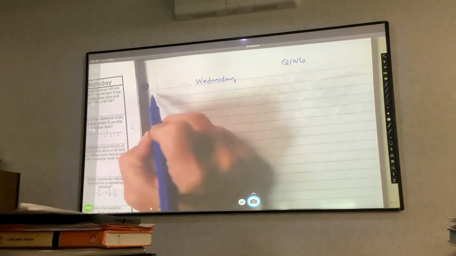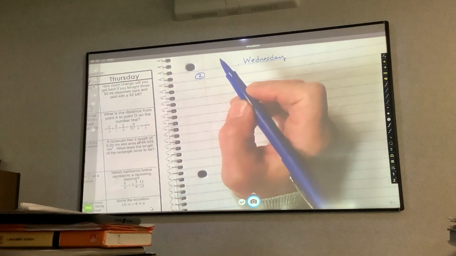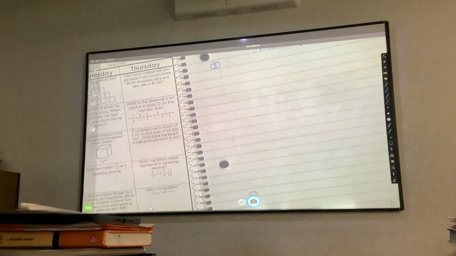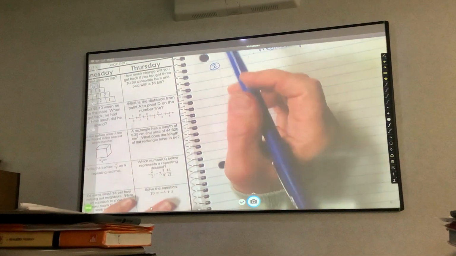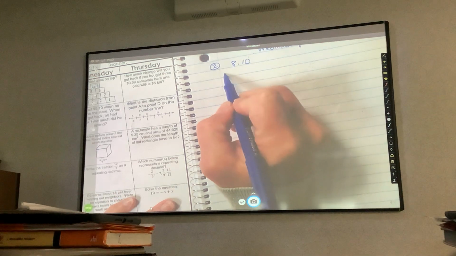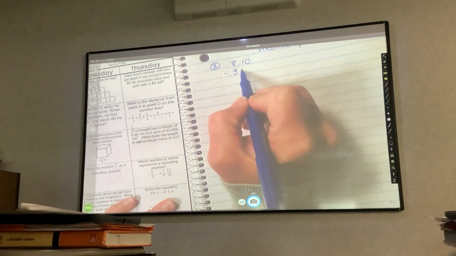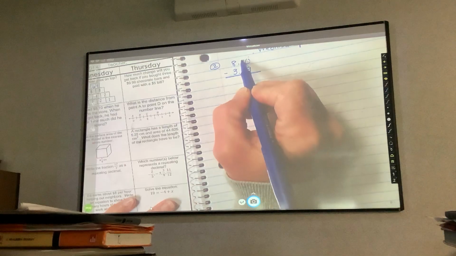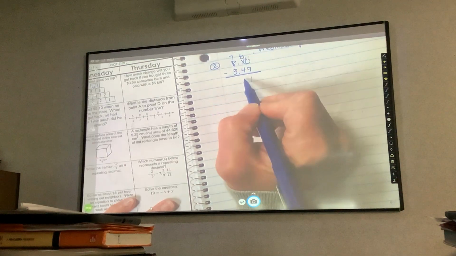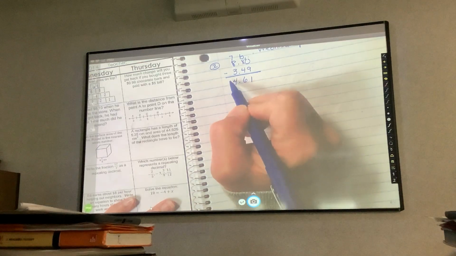Number 2. Jim had $8.10 when he went to the store. When he got back, he had $3.49. How much did he spend? How do I solve this? Making sure you line up the decimals and borrow when needed. So I have to borrow, so we got 1. Borrow again. 6, $4.61.